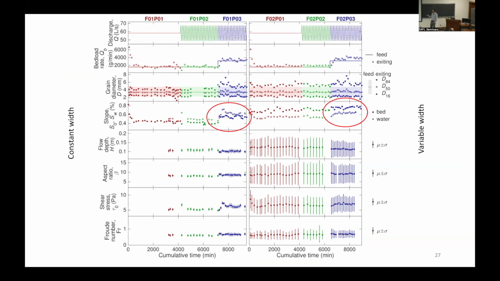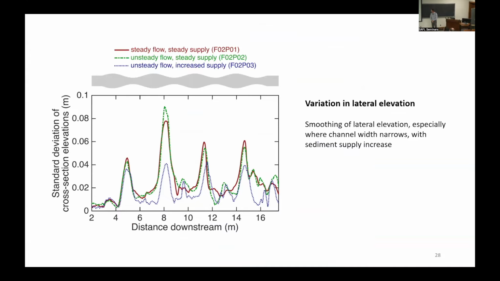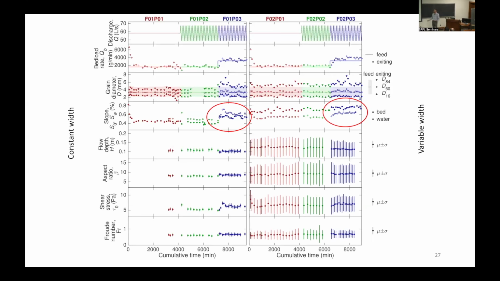the slope response for this variable width channel is relatively muted, especially compared to the constant width channel. Right? The constant width channel, we see this distinct step up in the slope when we doubled the sediment supply. We don't see that same distinct step up. It goes up a little bit in this variable width channel, but definitely not as much. So something else is happening that's allowing this channel to pass twice the amount of sediment as it was before we increased that sediment supply. But it's not just a slope change.